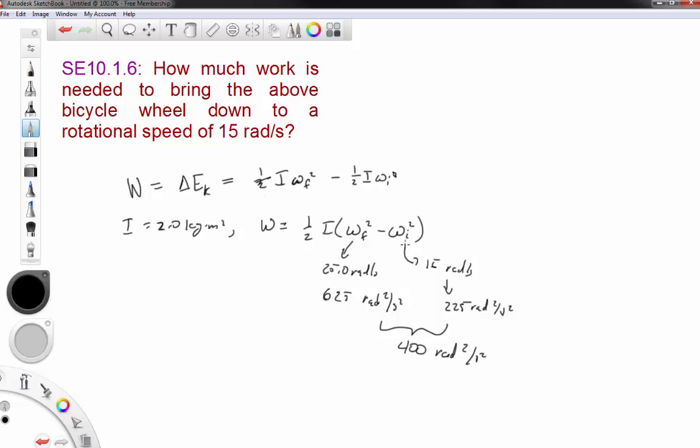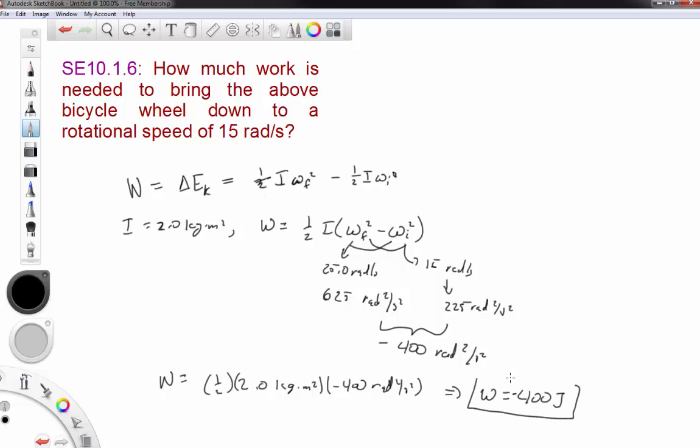And actually, I've accidentally flipped which one's which. So really it should be negative 400. These all belong with the initial. These all belong with the final. The total work done, therefore, is 1/2 times 2 kilogram meters squared times negative 400 radians squared per second squared. So the total work done should be 400 joules, or minus 400 joules, if you will. And that's to slow this wheel down to only 15 radians per second.